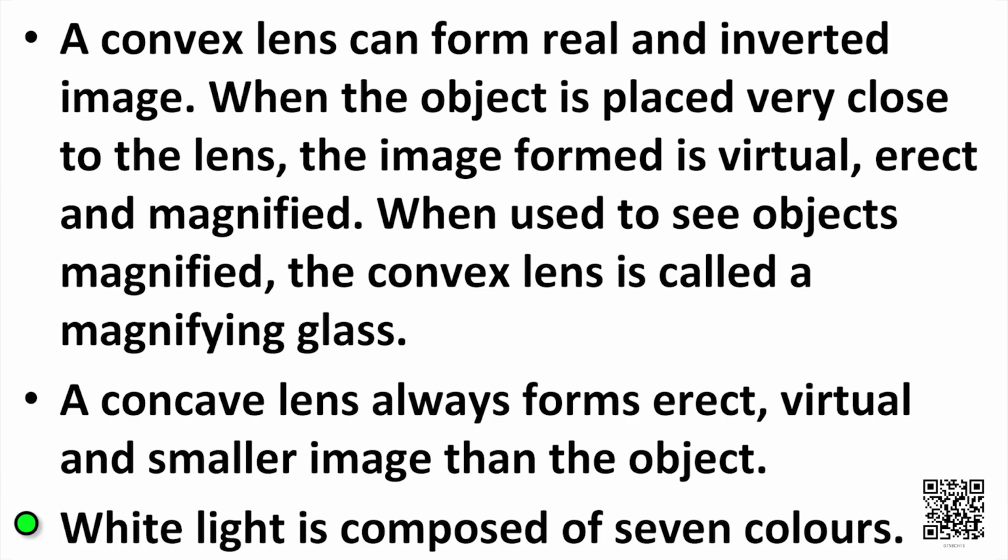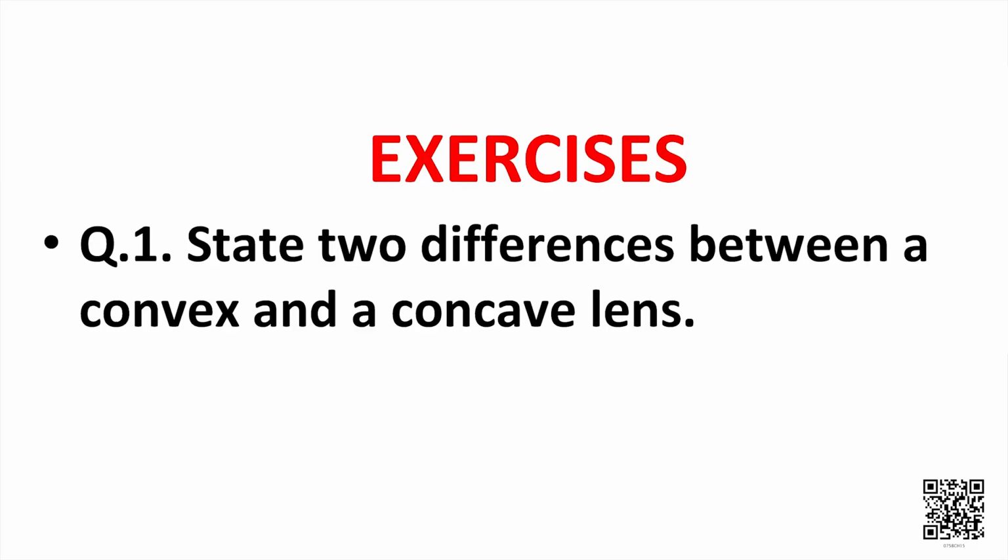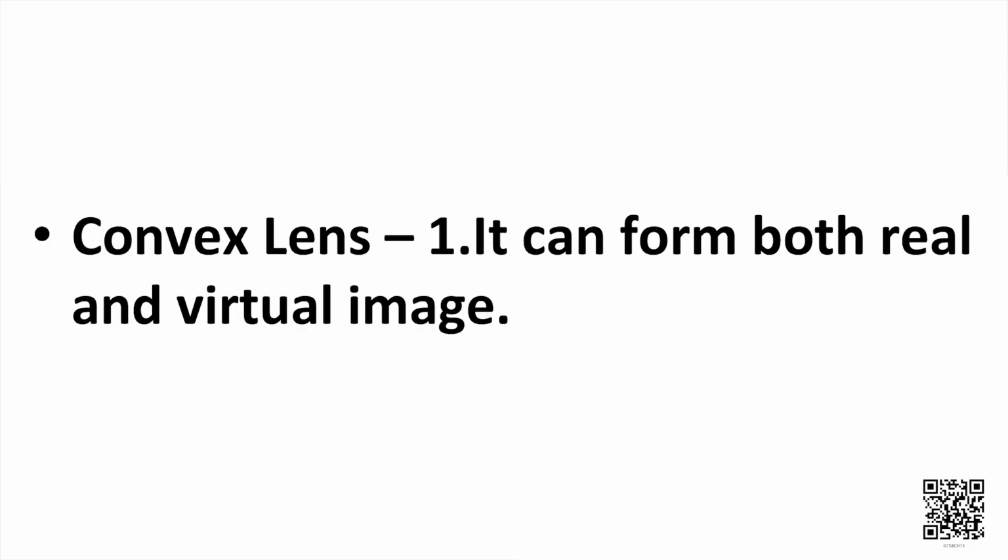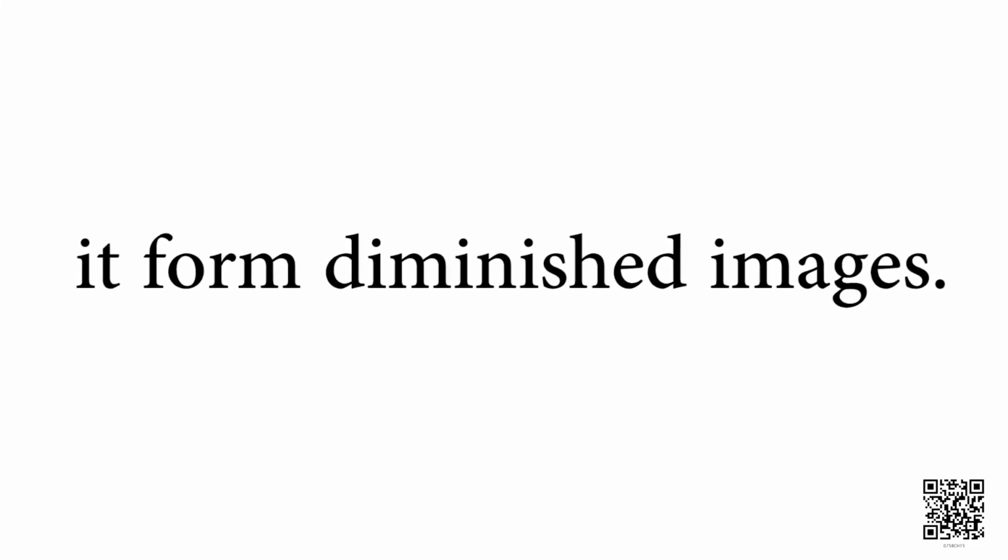of 7 colors. So, students, now let us perform a small exercise question as well, so that we can fortify our learning also. So, the question is, state 2 differences between a convex and a concave lens. There are a lot of differences between a convex and a concave lens, but the major ones are, so in a convex lens it can form both real and virtual image, whereas in a concave lens it forms only virtual image. Also, in a convex lens it can form magnified image, whereas in a concave lens it forms diminished images. So, students, with this we are at the end of our chapter.